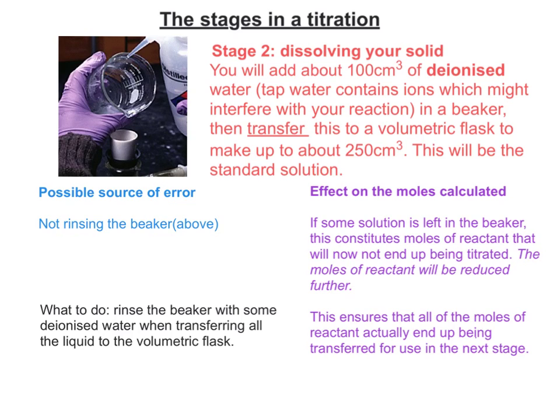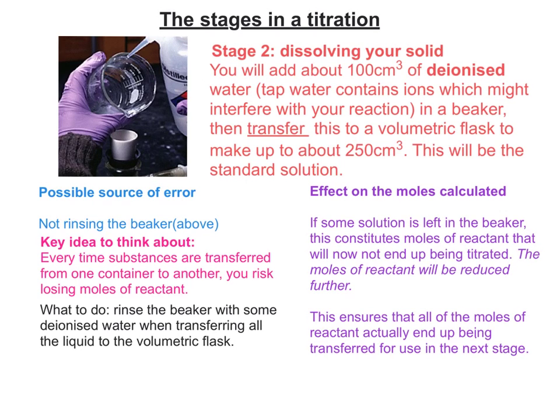So the main problem in the dissolving your solid stage is if when you've dissolved your solid in a beaker, usually made up to about 100 centimeters cubed, you then transfer that into a volumetric flask. If you don't rinse the beaker afterwards and then pour your rinsings into the volumetric flask as well, then you'll risk leaving some moles behind yet again. So the key thing to think about here is when you transfer solids or transfer liquids, moles might get left behind.